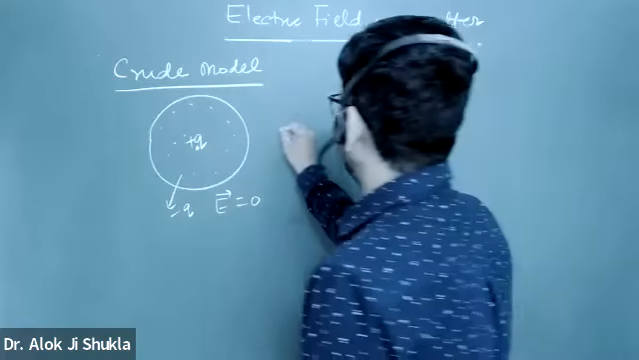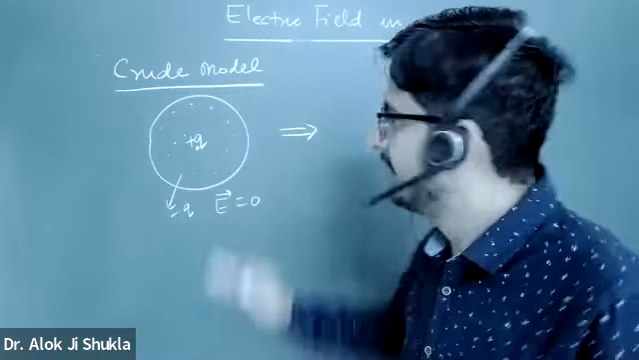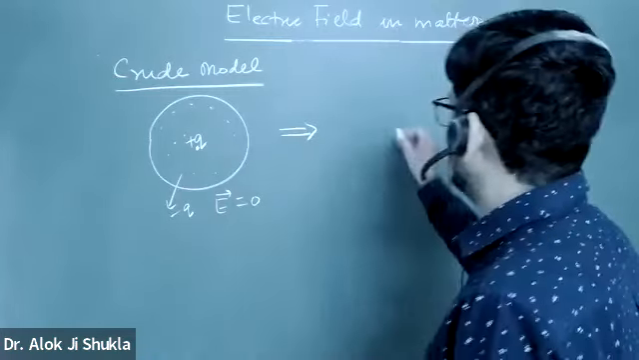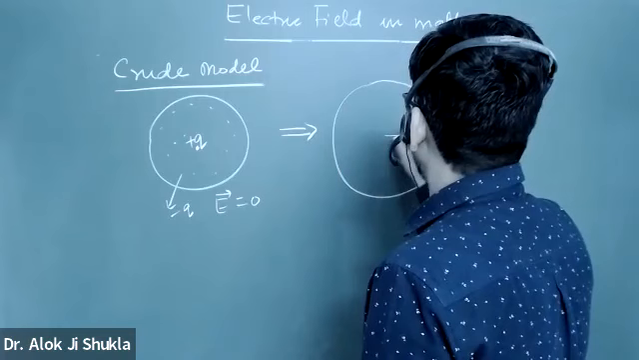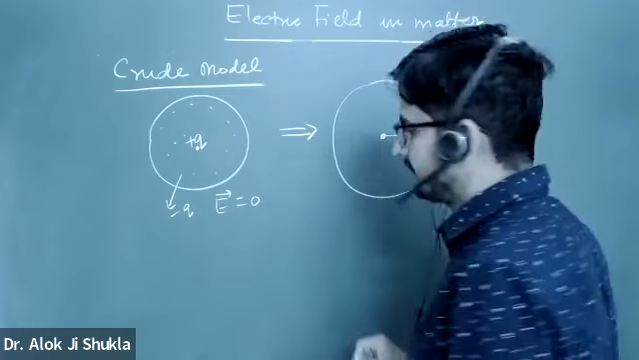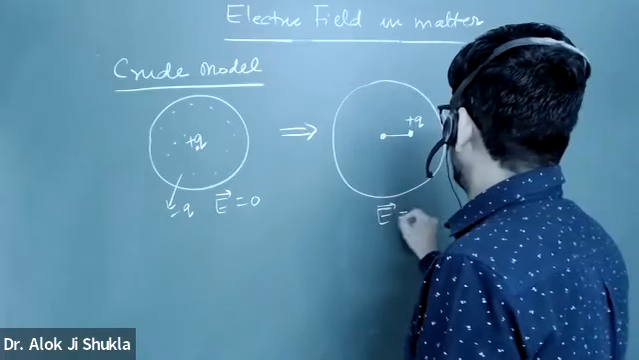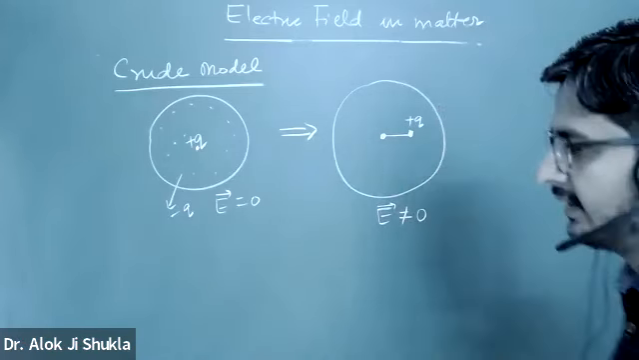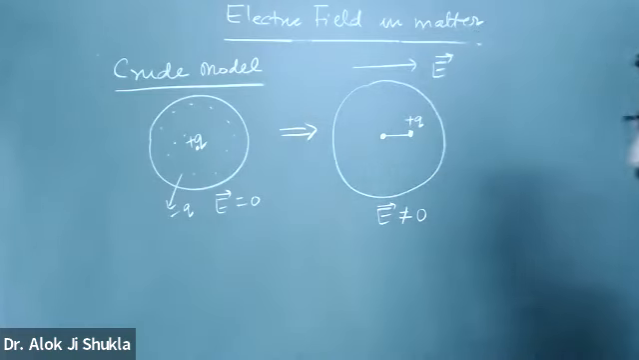Now what happens when we apply an electric field? The positive charge will be shifted. So you will have something like this, positive charge getting shifted. So this is suppose plus q charge. It will be shifted like this, and now the electric field is not equal to 0. There is a non-zero electric field applied like this. Okay. So we have a non-zero value of electric field, and this is shifted like this.